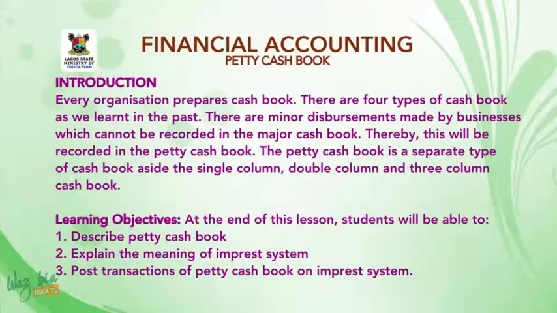Introduction. Every organization prepares cash book. There are four types of cash book as we learned in the past. There are minor disbursements made by businesses which cannot be recorded in the major cash book. Thereby, this will be recorded in the petty cash book. The petty cash book is a separate type of cash book aside the single column, double column, and three column cash book.